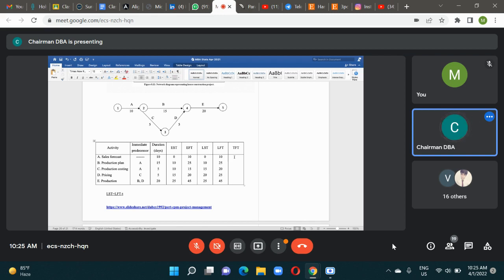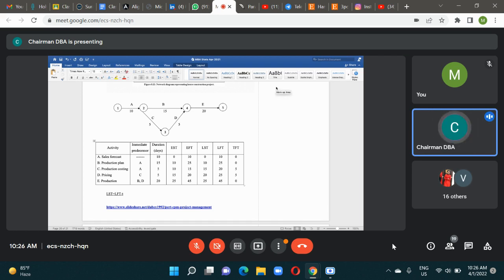Total float time for A is? Zero. Total float time for B? Again, zero. Total float for C? Five. Total float for D? Five. And of course E, 20. Zero. Both finish or both start? 45 minus 45 or 25 minus 25?